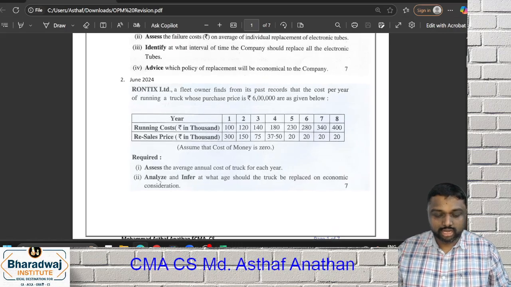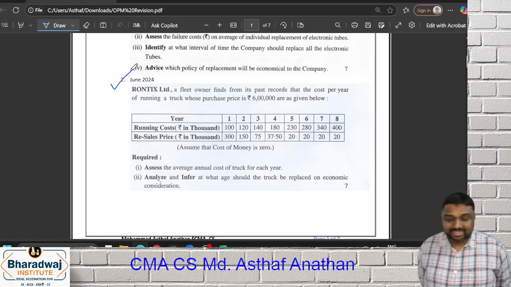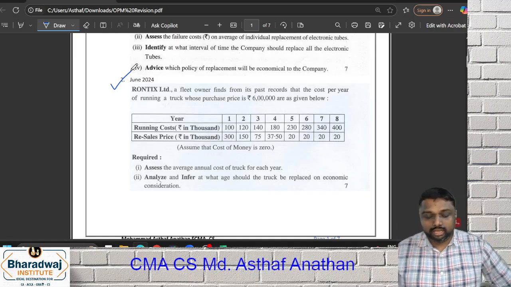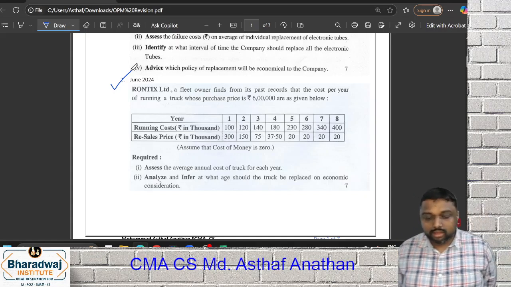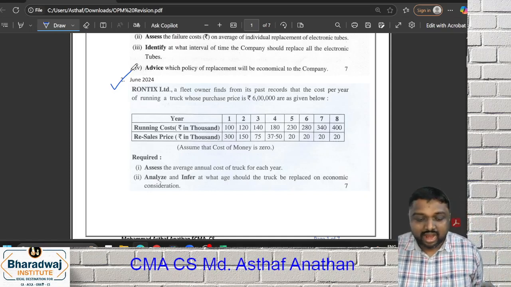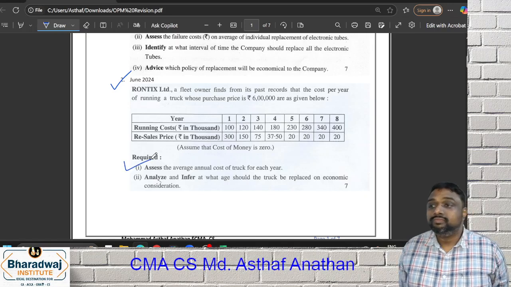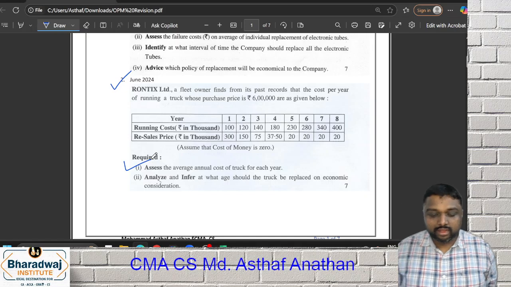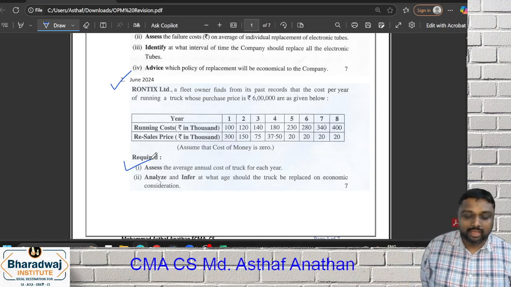This is a previous year question, which came for June 2024. Let's start. Rontex, a fleet owner, finds from the past record the cost per year of running trucks whose purchase price is 6 lakh. Running cost is given in thousands. Resale price is also given. Assess the average annual cost of the truck for each year, and also analyze and infer at what point the trucks should be replaced on an economic consideration.